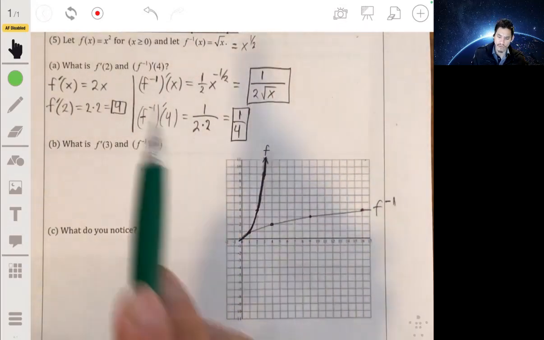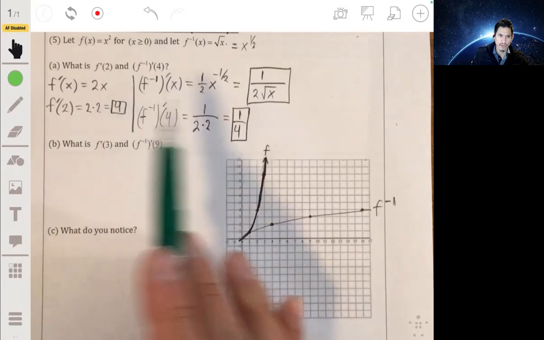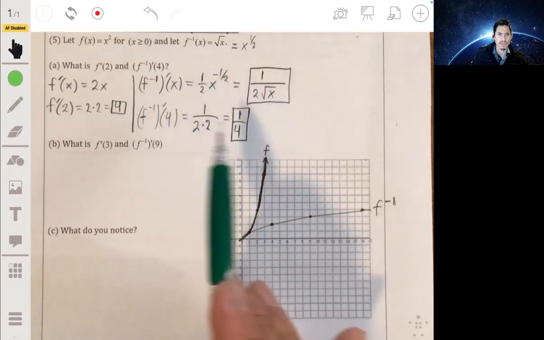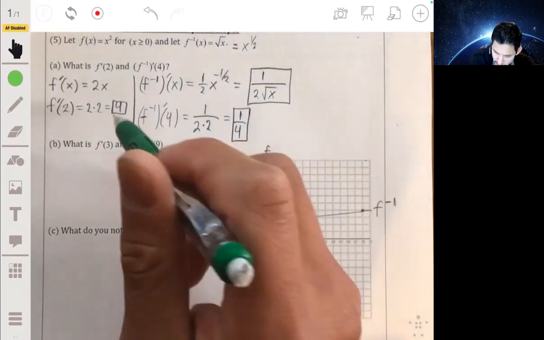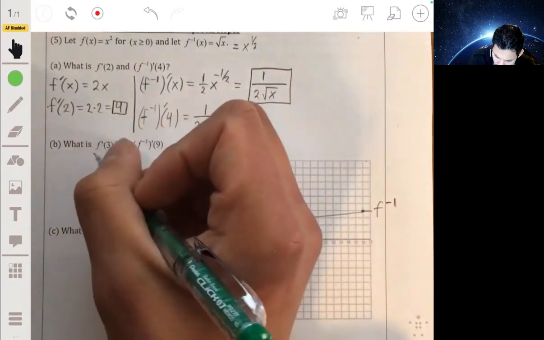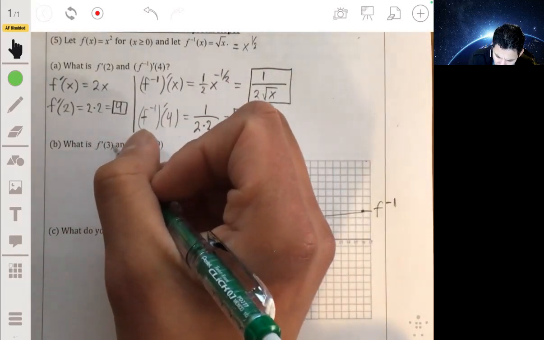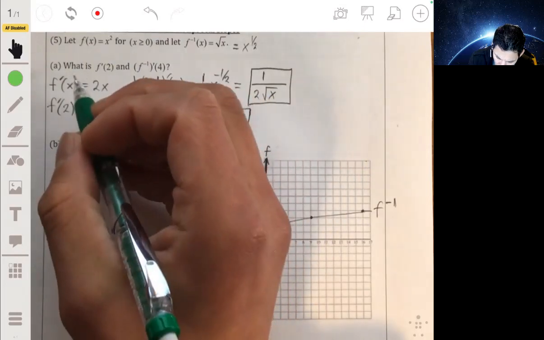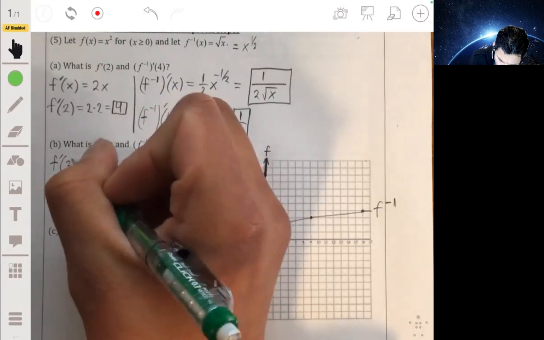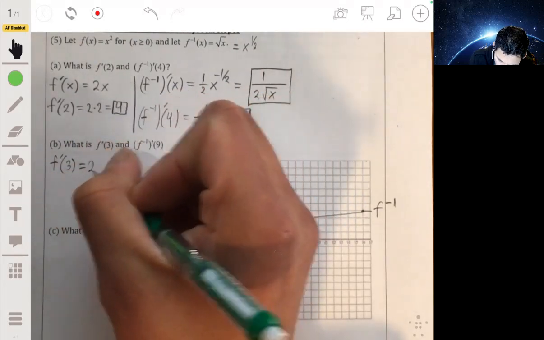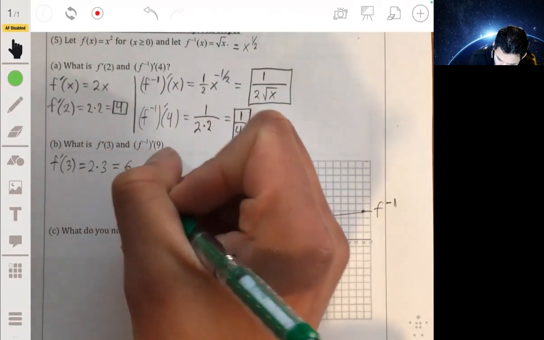Okay, so we got a 4 and a 1/4. So we got a 4 in both of those. But let's see if that's a coincidence or not. It's just a 4, what's the big deal? So let's see, what would f prime of 3 be? You've got to plug 3 into this equation. F prime of 3 will be 2 times 3, which will be 6.